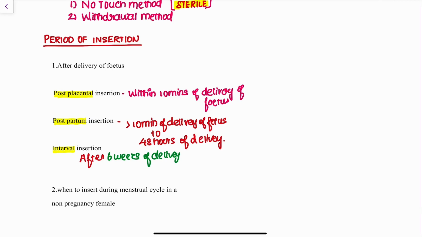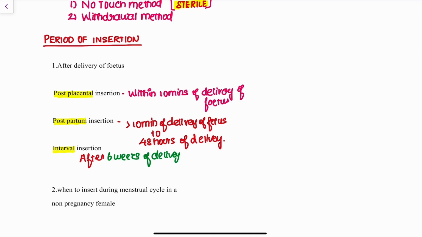So in order to decrease the failure rate, it has to be inserted after delivery of the fetus within 10 minutes. If you fail to insert within 10 minutes, you can do it within 48 hours after the delivery. If you have failed to insert this IUD within 48 hours, then you need to do the interval method of IUD insertion, that is, after 6 weeks of delivery, you need to plan for interval insertion of intrauterine devices. Okay, so this is after delivery of the fetus.